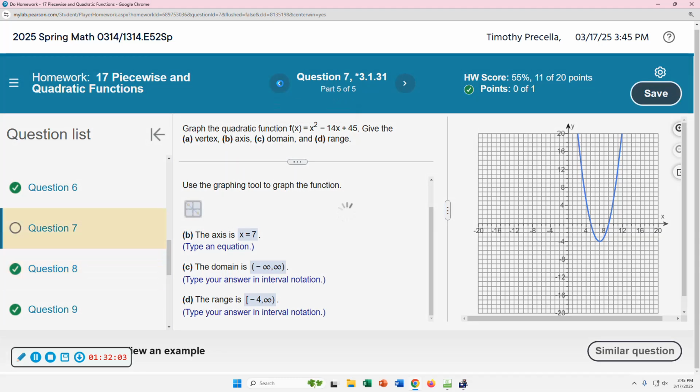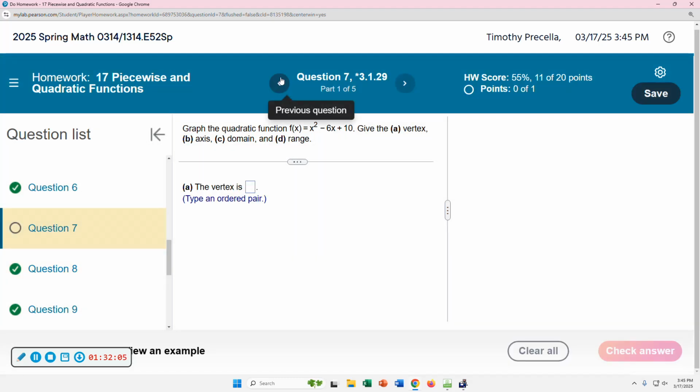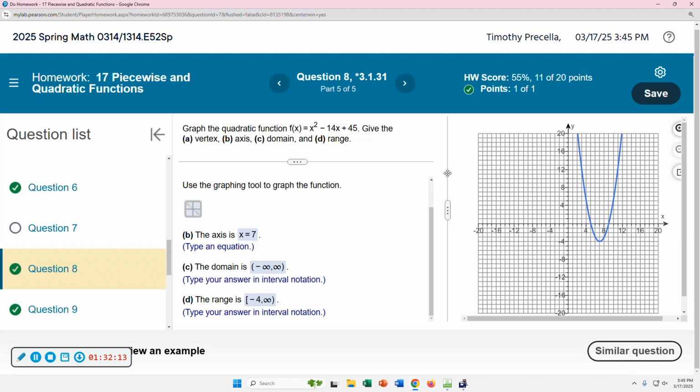But I think number 7, they're trying to be nice for you, and since it's the first one, for the axis, they type the x equals. But for all the others, when they ask for the axis, you have to type that x equals. And if you don't, they'll count it wrong. And in the homework, that's fine. You can correct it. But on the test, you don't get that option. So be careful. Any questions there?